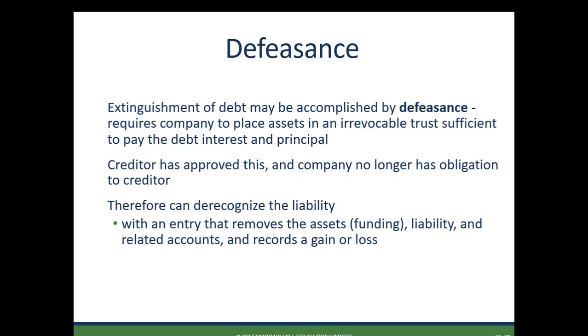If and when a trust is set up and fully funded according to the terms of the bond, accounting standards allow the liability to be derecognized. The bonds still exist, but the trust assumes all responsibility for them and the issuer has no further liability. The entry to record defeasance is a debit to the liability account and a credit to cash or investments, with a gain or loss recorded for any difference in amounts.